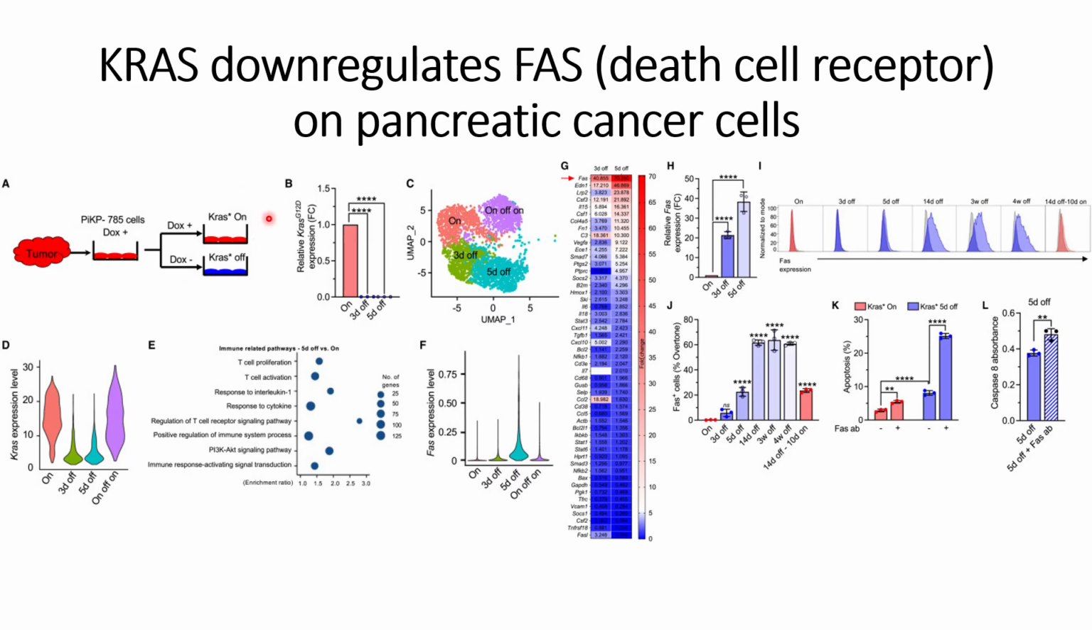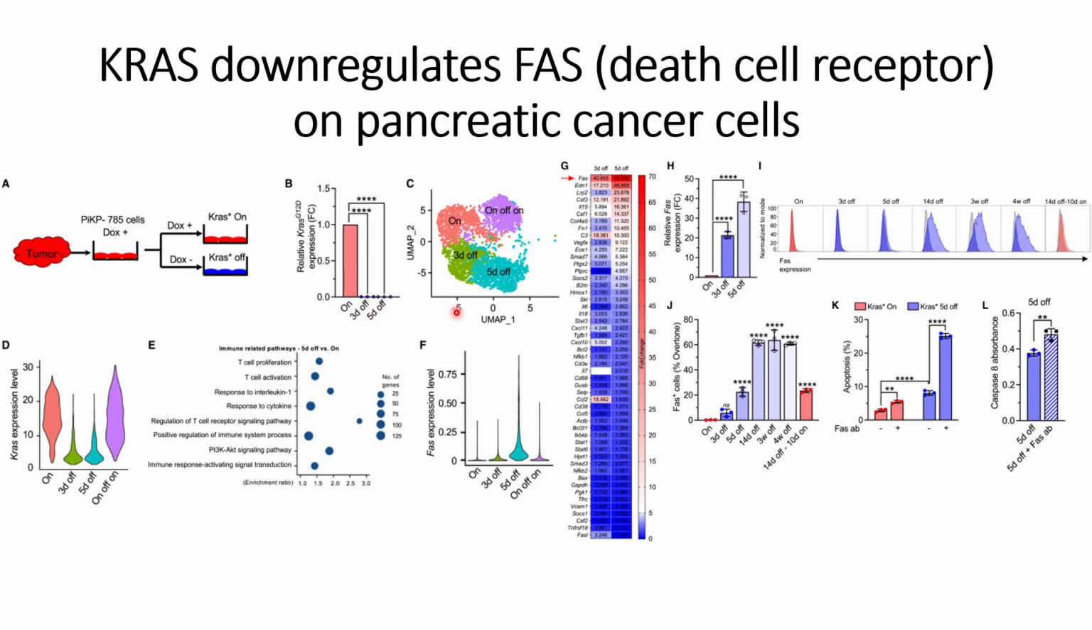The validation of whether this system is working is shown in panel B, where we can see that when the KRAS mutations are on, they see high KRAS expression, whereas when the KRAS mutations are off, after 3 days and 5 days they see negligible relative expression.